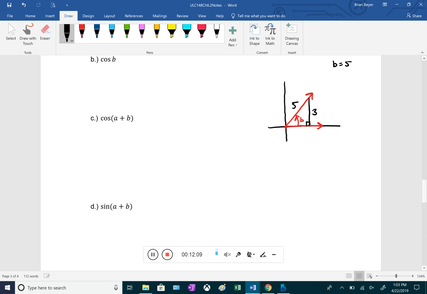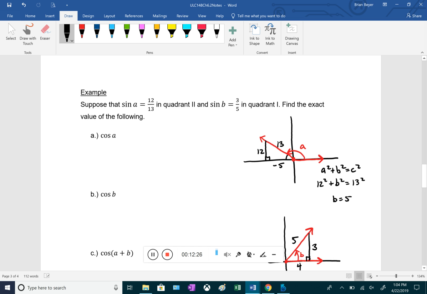And once again, we have to solve for the missing side. So hopefully we know this one by now. This one ends up being a side of 4. We know it's positive 4 because it is in the positive x direction. Okay, so we have these. So now we can just go ahead and do these questions.